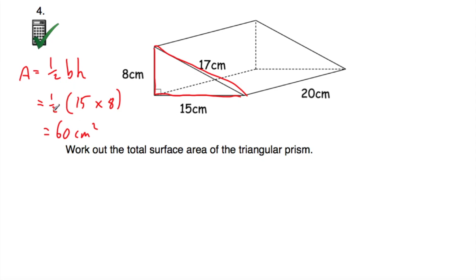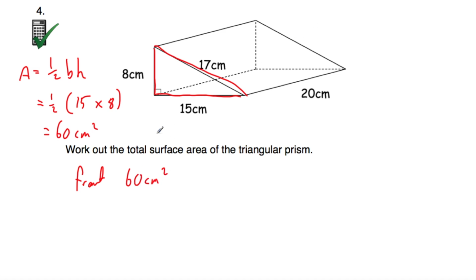That's a calculator question, so you can just type that into your calculator. And also just to remember that you can times them together and then half it, or you could half one of them and then times it. So you could do 7.5 times 8, or you could do 4 times 15, and that's all equal to 60 centimeters squared. So that means the area of the front is equal to 60 centimeters squared.